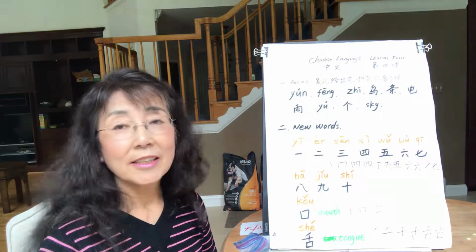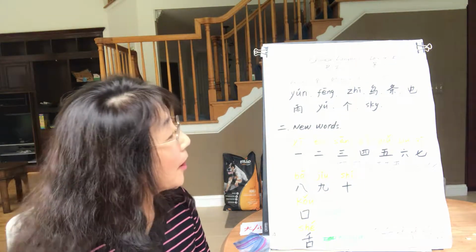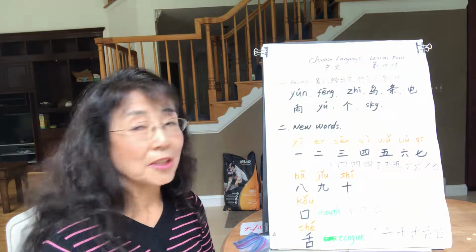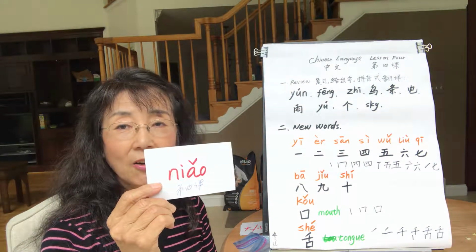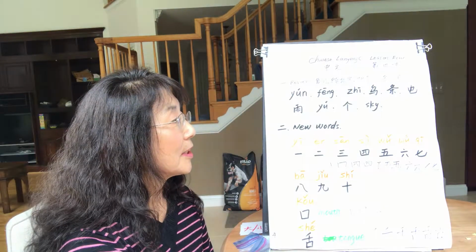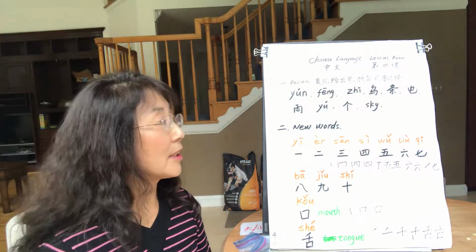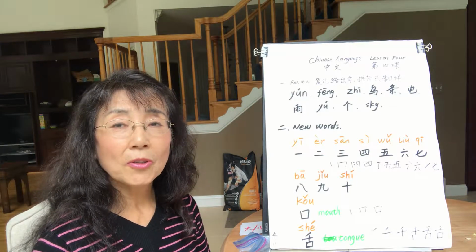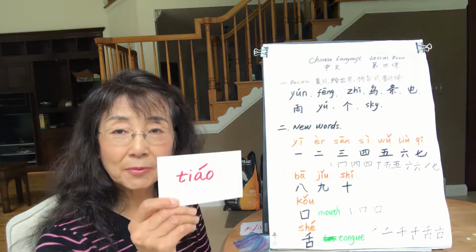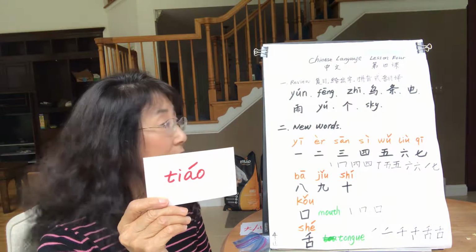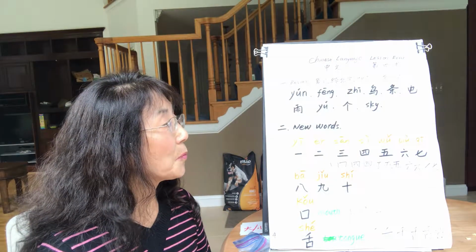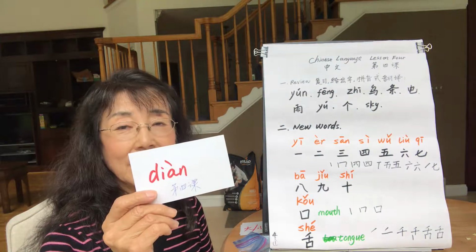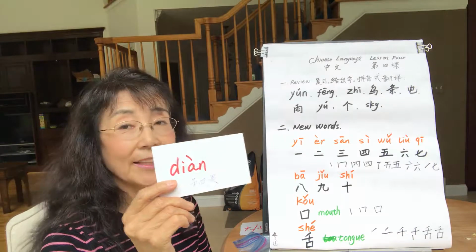Next one is a character, but you need to give the pinyin, niao. The pinyin for niao is n-i-a-o, niao. And the next one is a character, tiao. You need to give the pinyin for tiao. It is t-i-a-o, tiao. And the next one, dian, is this one, electricity, power, dian.